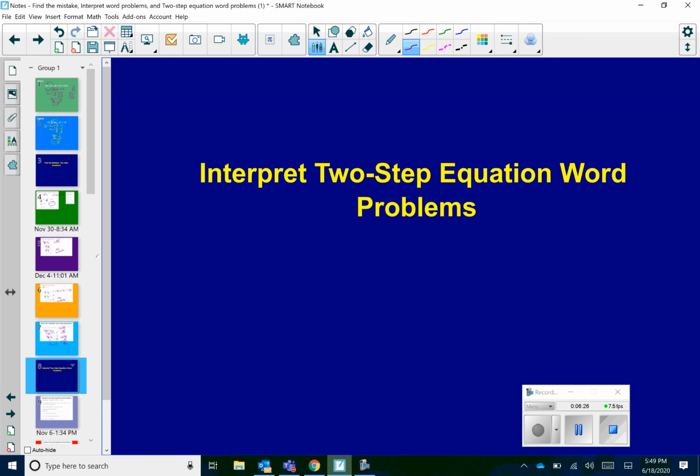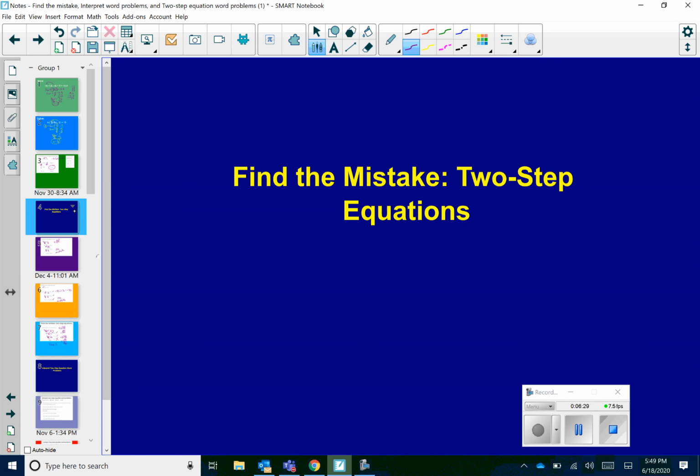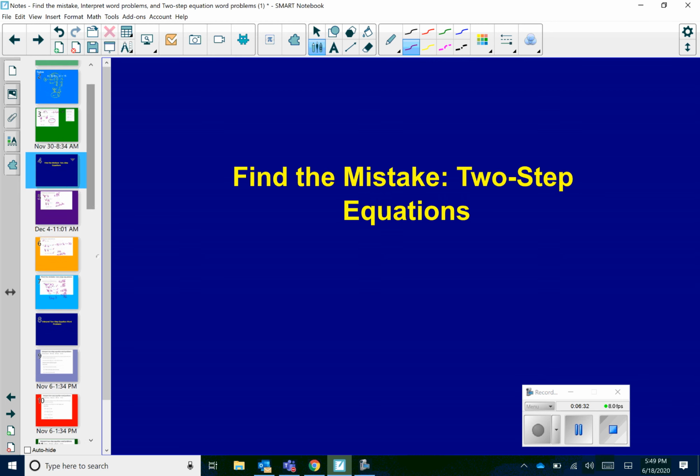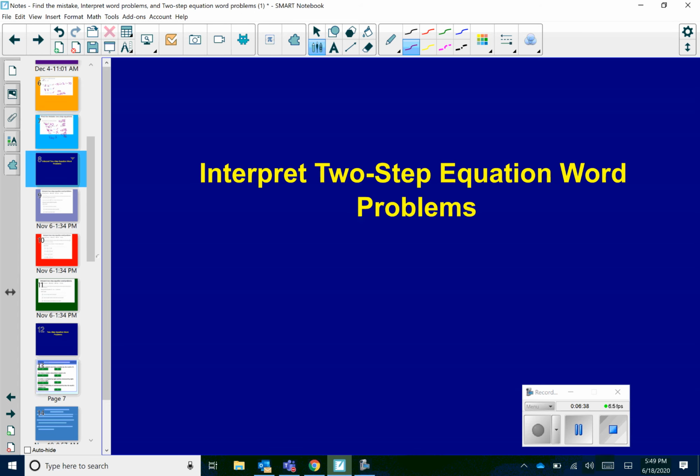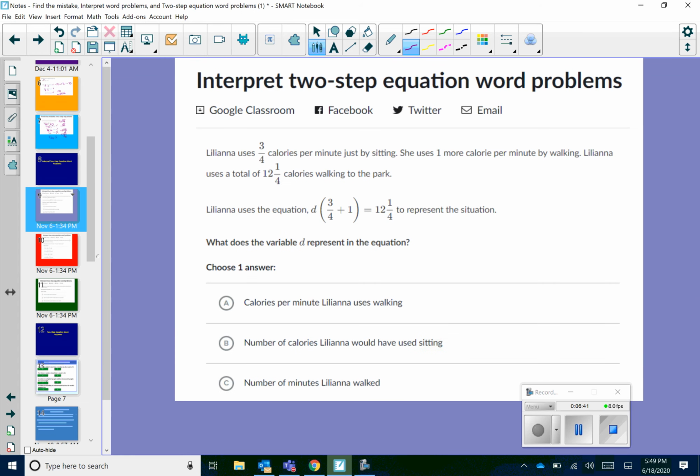Let's move along to interpreting two-step equation word problems. Now, we don't actually have to solve anything here. We are just interpreting what's happening in the problem. It says Liliana uses 3/4 calories per minute just by sitting. She uses 1 more calorie per minute by walking. Liliana uses a total of 12 1/4 calories walking to the park. Liliana uses the equation D times 3/4 plus 1 equals 12 1/4 to represent the situation. What does the variable D represent in this equation?